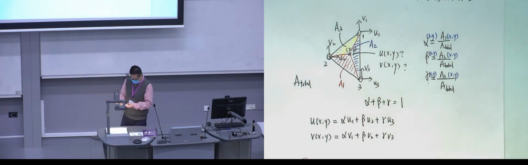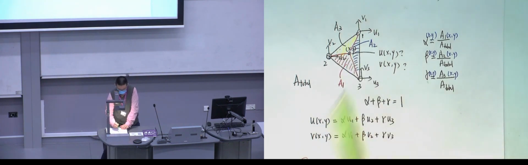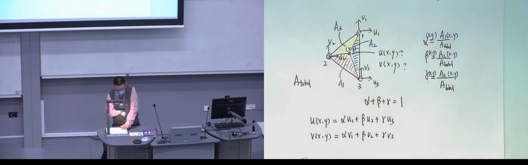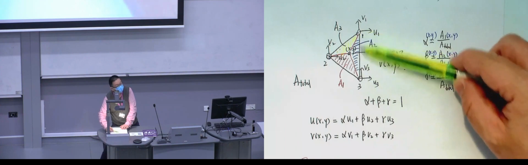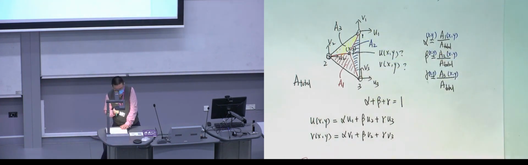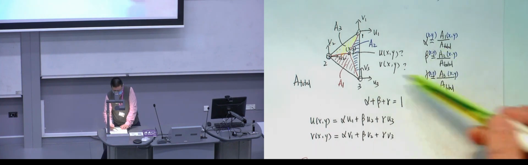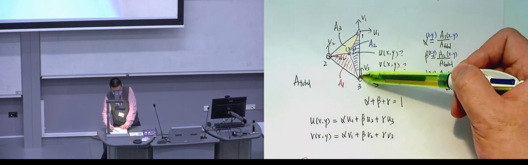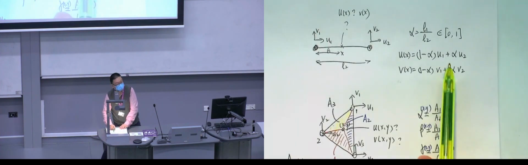So let's see why this is correct. Let's verify it a little bit. Say this point is some point on this edge. That means A2 is always 0, right? If you travel along this edge, A2 is 0, which means beta is 0. And so it turns out the combination only involves alpha and gamma. So this point traveling on this edge becomes a linear combination of the values U1 and U3, the same as what we showed here in 1D.